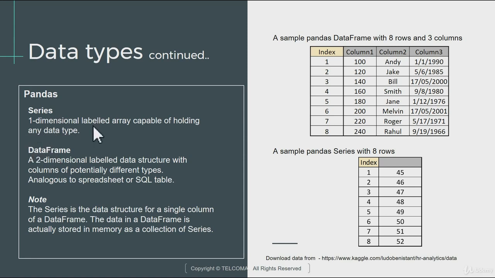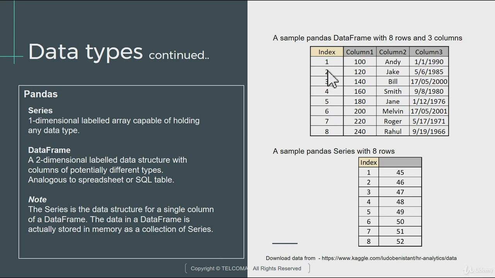Series is a one-dimensional labeled array capable of holding any data type. You can see a sample Pandas series over here with 8 rows and an associated index. A data frame is a two-dimensional labeled data structure with columns of potentially different types. But this is analogous to the Excel spreadsheets or SQL table.